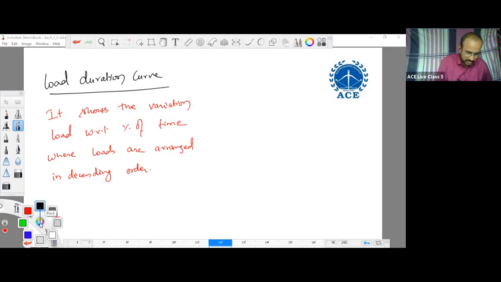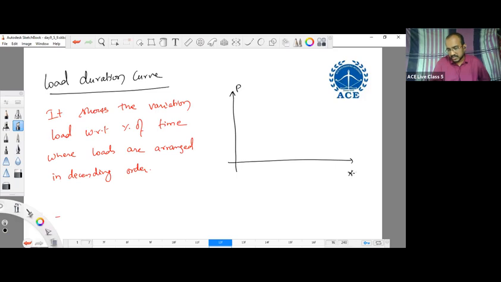So the load curve shows what? It shows the variation of load with respect to time. But here the load duration curve shows the variation of load with respect to percentage of time, where the loads are arranged in descending order. Here the loads are arranged in descending order with respect to percentage of time. This is the load duration curve.